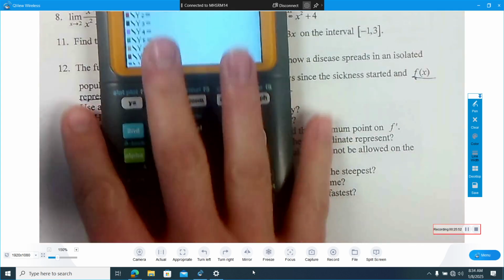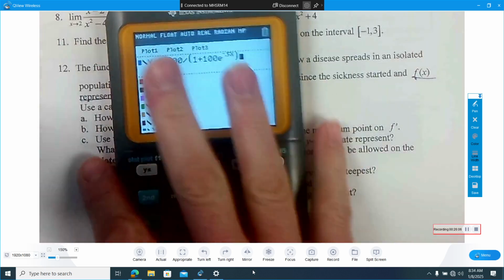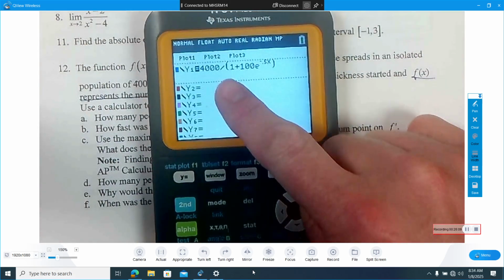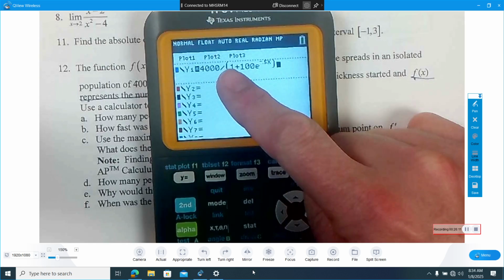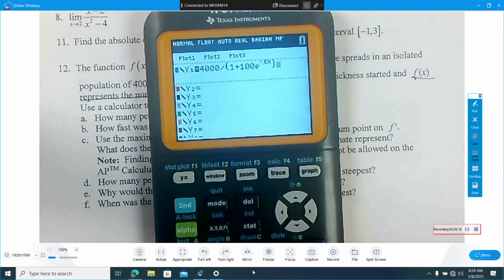All right. Did you put parentheses around the denominator? Because if you didn't put parentheses around the denominator, you just got it wrong. Super important. If you don't include the parentheses, then your graph is going to be 4,000 divided by 1, which is just 4,000, plus just the fraction. You can do that, yes.